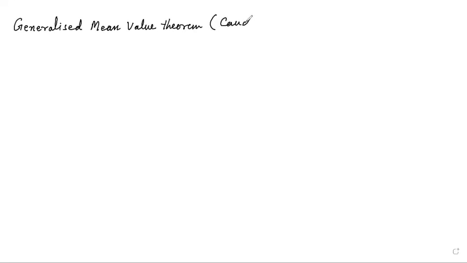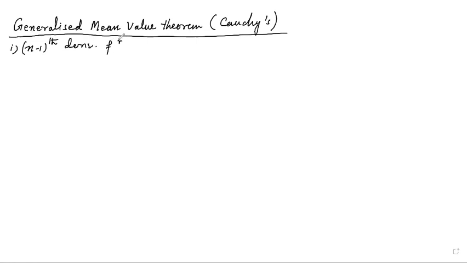Cauchy's mean value theorem case. Firstly, the conditions remain as they are: the (n minus 1)th derivative f^(n-1) is continuous in the closed interval [a, b], and second, the nth derivative f^(n) exists in the open interval (a, b). So what will I write to get the point c?